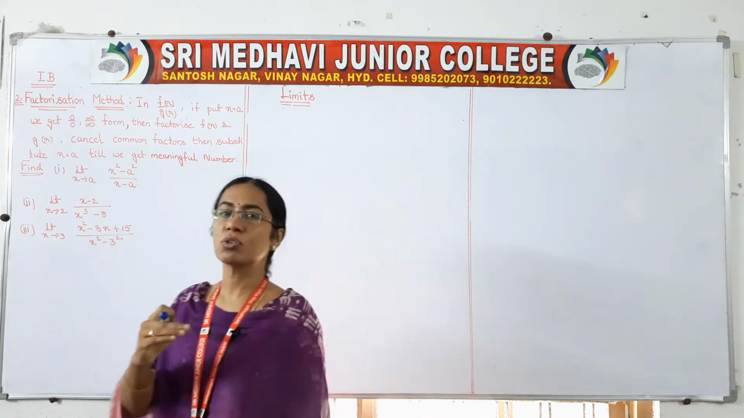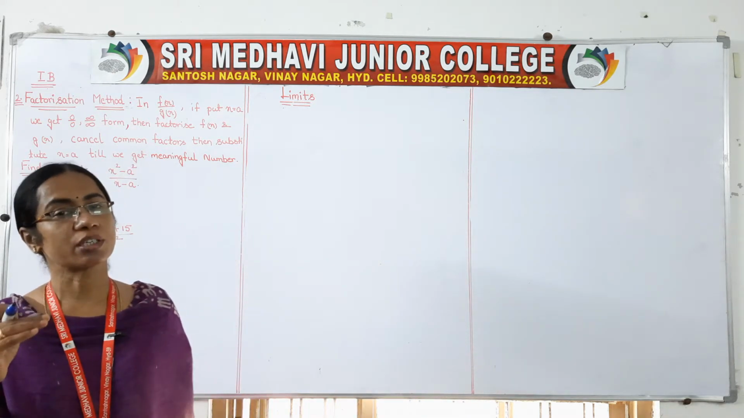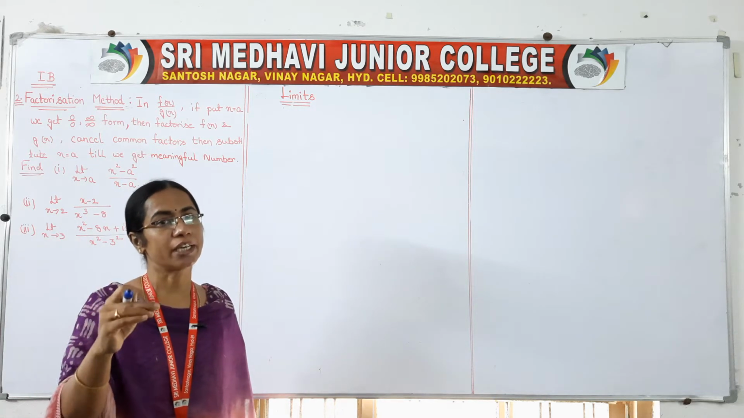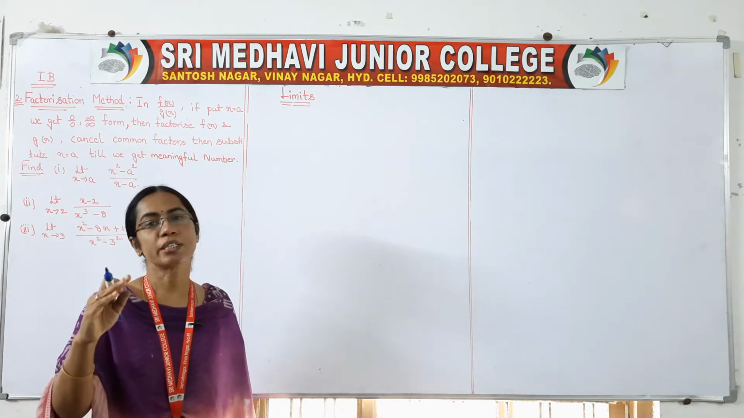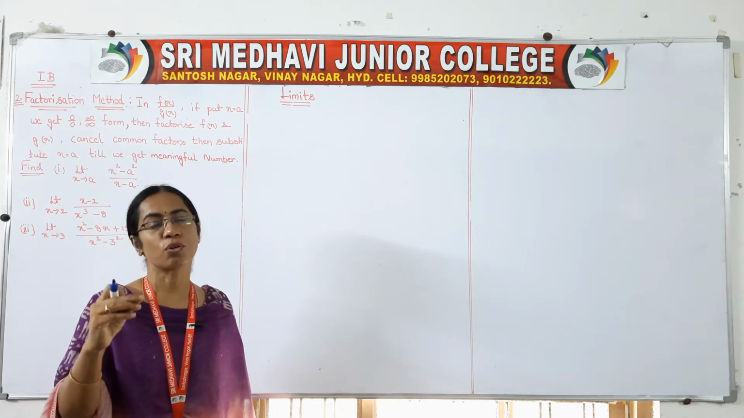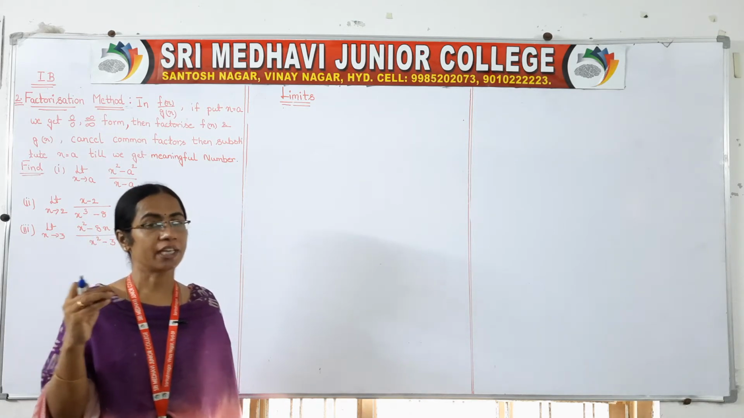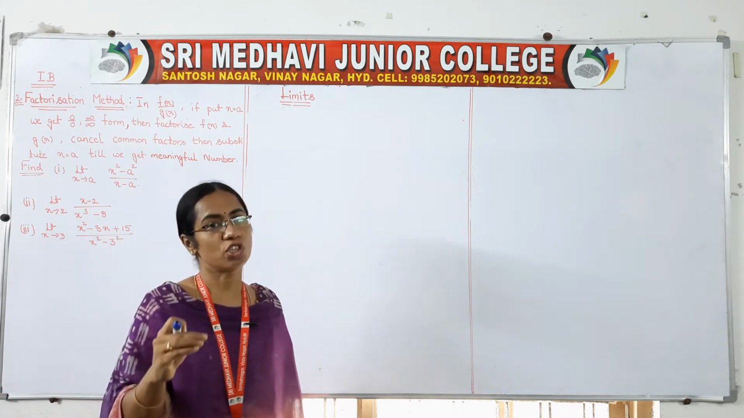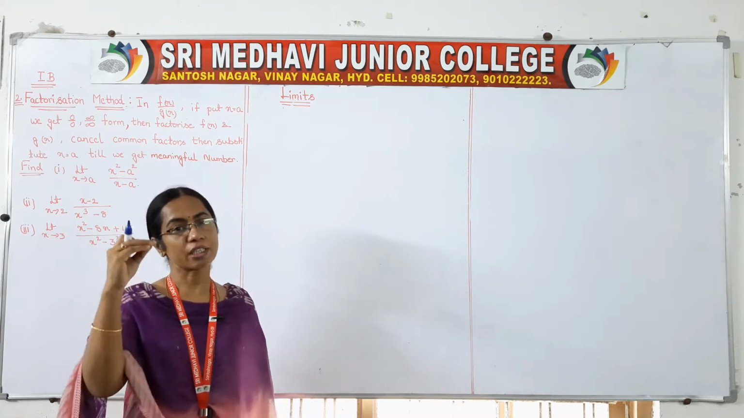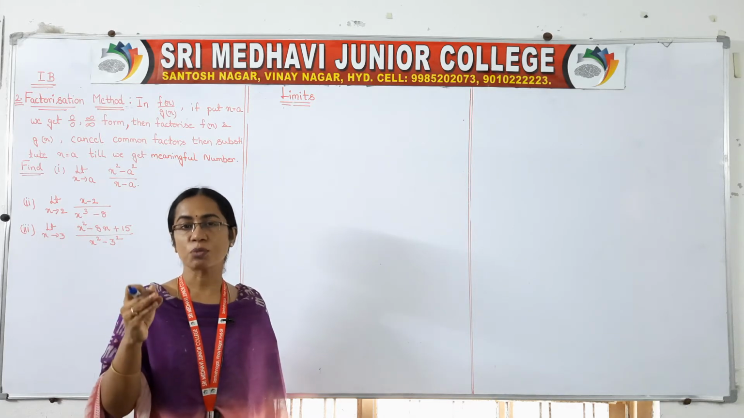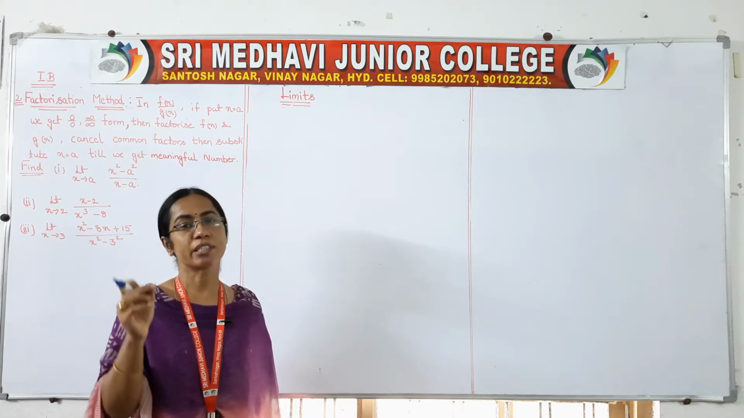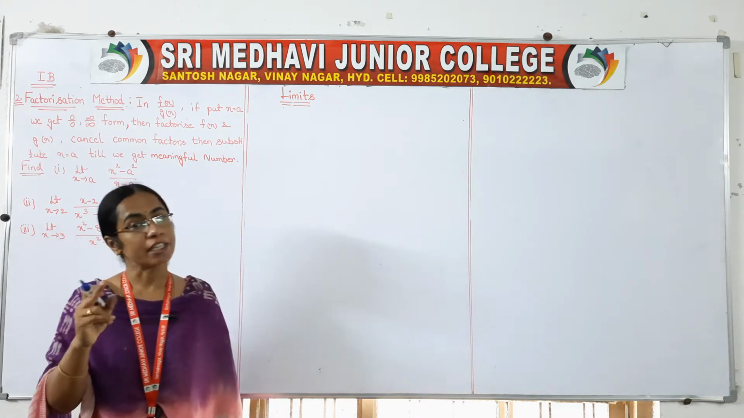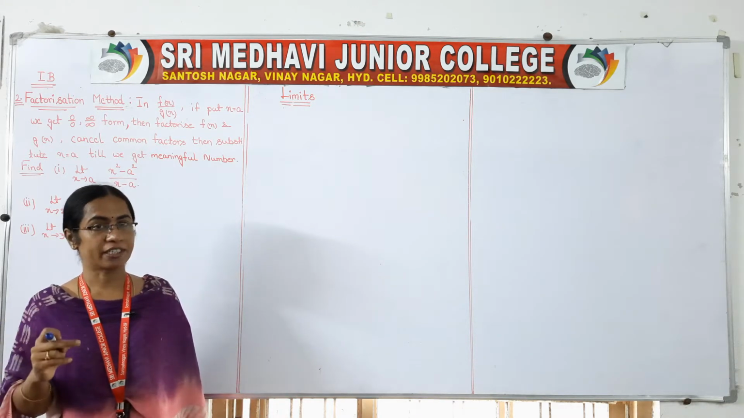So when do we go for the factorization method? If we substitute the x value and the problem is in the form of 0 by 0 or infinity by infinity, that means the given problem is in the form of f of x by g of x, and after substituting the x value it is in the form of 0 by 0 or infinity by infinity, then we have to go for the factorization method.